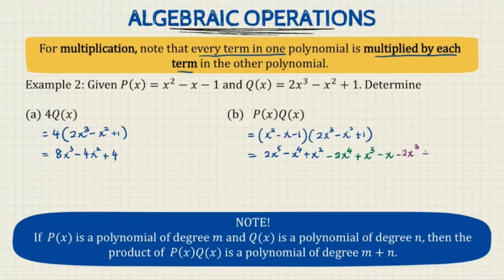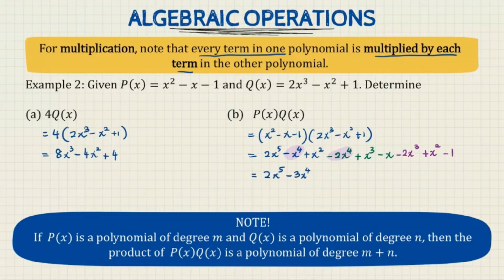Negative times negative will be positive x square and then minus 1. Okay, now kita akan collecting like terms yang macam tambah tolak tadi tu lah. So 2x kuasa 5 ni tak ada apa-apa yang sama, so tinggal saja 2x to the power of 5. Okay, lepas tu kita ada apa ni? Negative x to the power of 4 minus 2x to the power of 4, negative will be negative 3x to the power of 4.